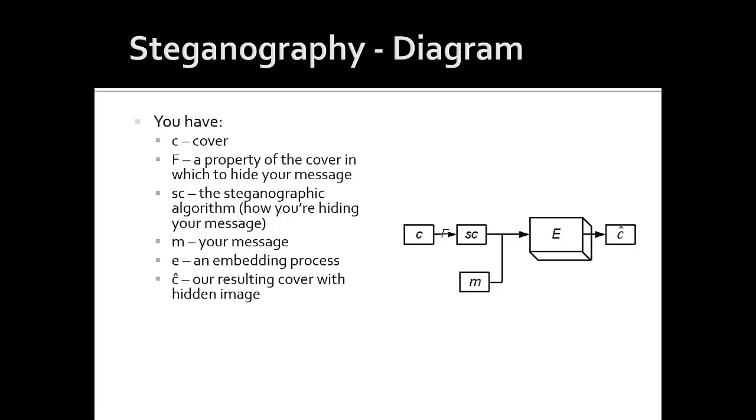Here, we have the technical diagram of a steganographic system. On the left side of our function, we have a cover, C. That's the medium in which the message will be hidden. This cover has a property F. That is the space in which we can hide our message. Associated with C and F is SC, our steganographic algorithm. This is how we use F to hide a message. Then we have our message M. We plug C and M into our embedding algorithm E, and we're given C hat, our new message-containing cover.